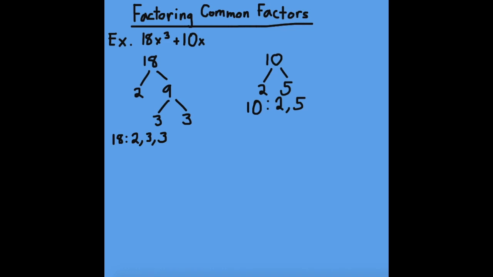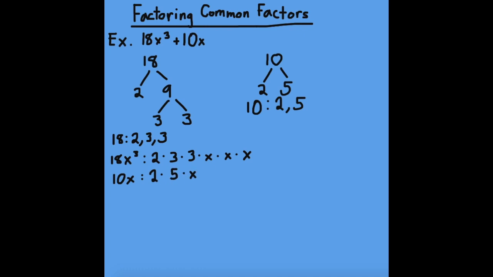Now, we have to separate 18x cubed and 10x into the factors that make them up and the variables they have. Since the prime factors of 18 are 2, 3, and 3, 18x cubed equals 2 times 3 times 3 times x times x times x. Since the prime factors of 10 are 2 and 5, 10x equals 2 times 5 times x.